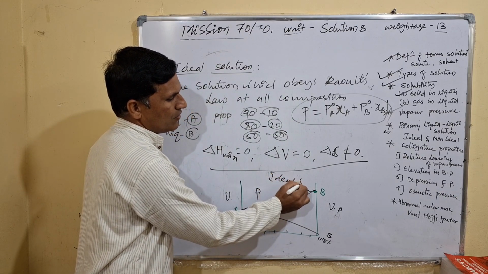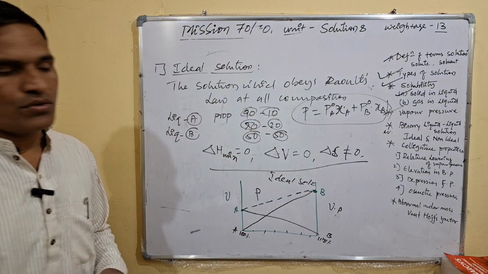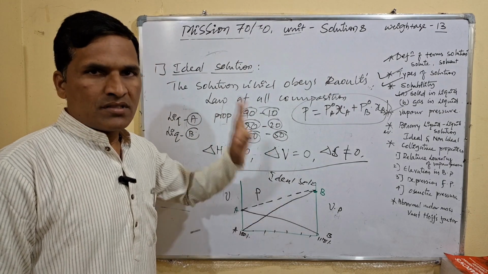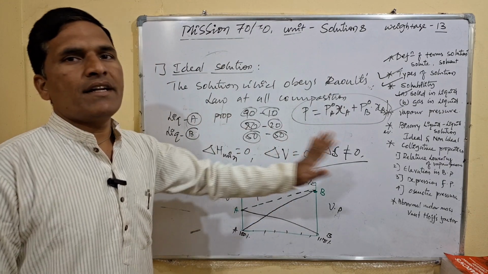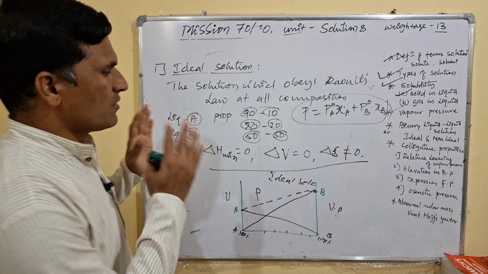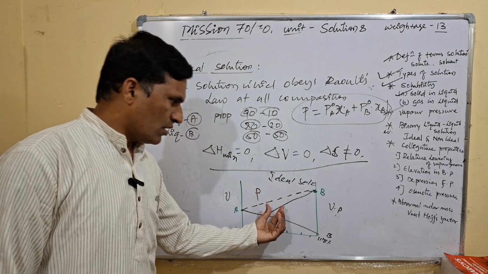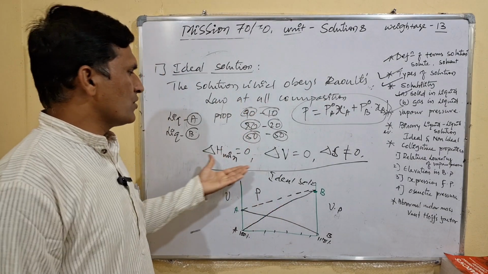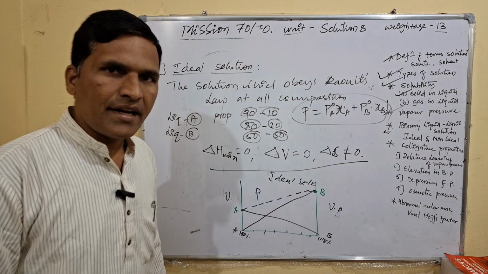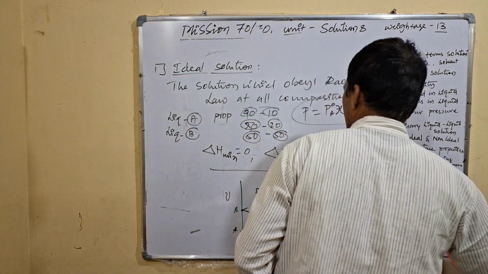Okay, so this is what we call the graph for an ideal solution. Similarly, what are non-ideal solutions? Very important from an exam point of view: state Raoult's law, and what are ideal and non-ideal solutions. They will ask 3-mark questions, or just ask what an ideal solution is according to Raoult's law. So you have to draw the graph, explain it, and give the conditions of enthalpy, volume as well as entropy.